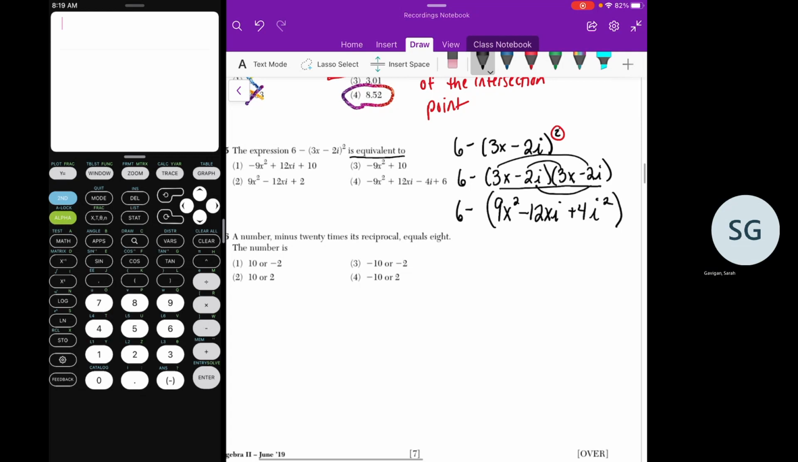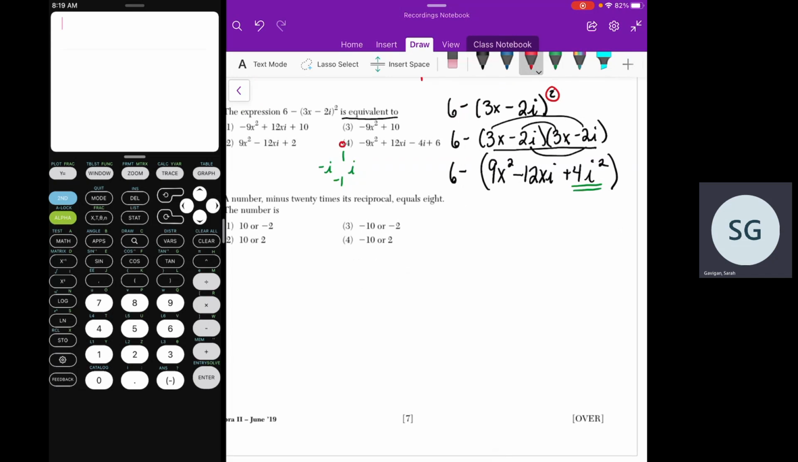1, -1, i, negative i, and these represent the remainders, remainder 0, remainder 1, remainder 2, or remainder 3, or you can just memorize the powers of i, that i squared equals negative 1, i to the third power equals negative i, i to the fourth power equals positive 1. Okay, so going back here, we have 9x squared minus 12xi. This is plus 4 times negative 1.